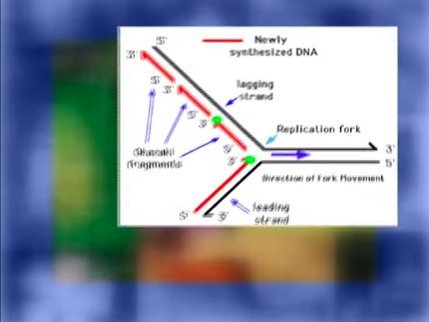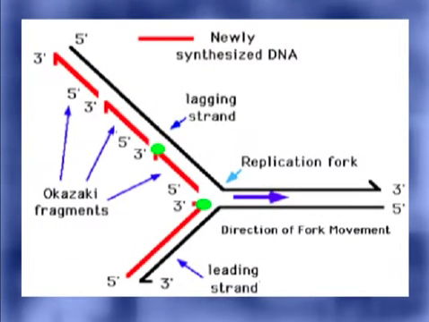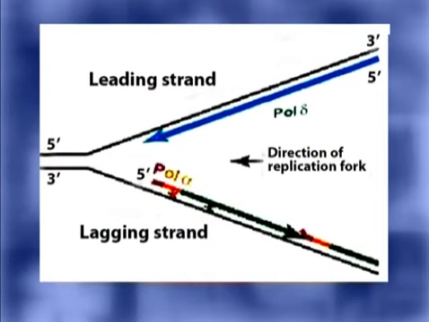The lagging strand grows by the synthesis of short pieces in the reverse direction. These short pieces that serve as replication intermediates for the lagging strand were first described by Reiji Okazaki and hence are called Okazaki fragments. Polymerase alpha is the main DNA polymerase for the synthesis of a lagging strand, while polymerase delta works on the leading strand.